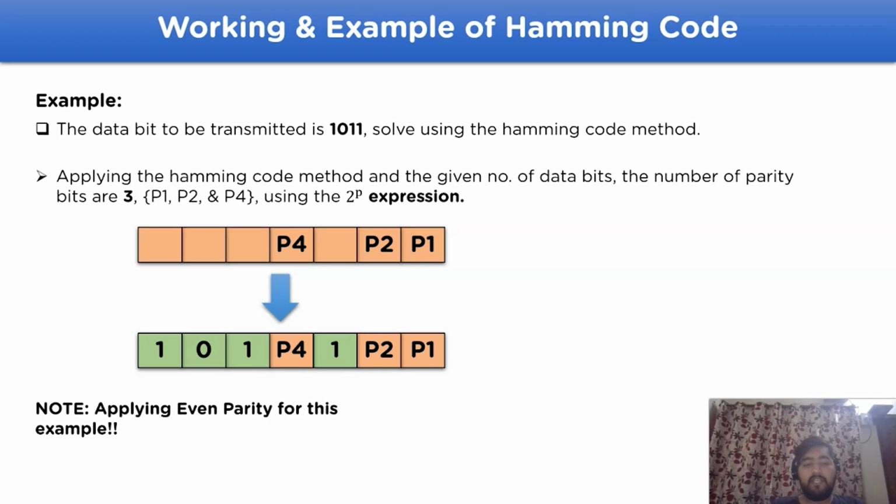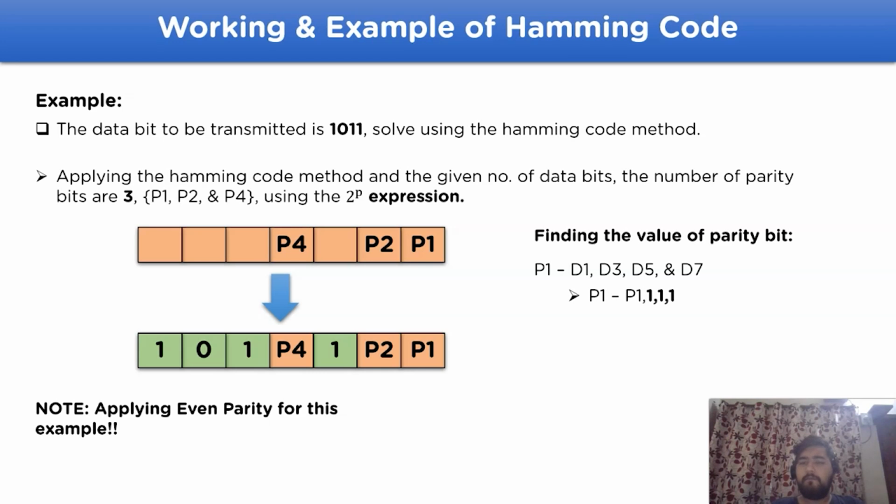In this case, we are using even parity for the example. That means the number of ones should be even. Let's take a look. For P1 we have D1, D3, D5 and D7 as mentioned in the earlier slide. So the values would be P1, 1, 1 and 1 according to the data bits available to us from the question. That means the number of ones for P1 is odd, so to make it even, the value of P1 would be 1.